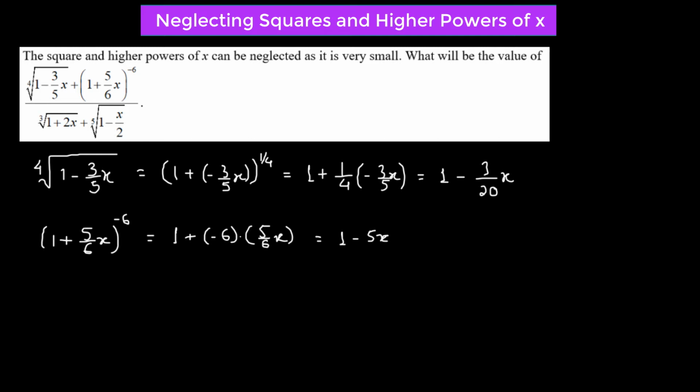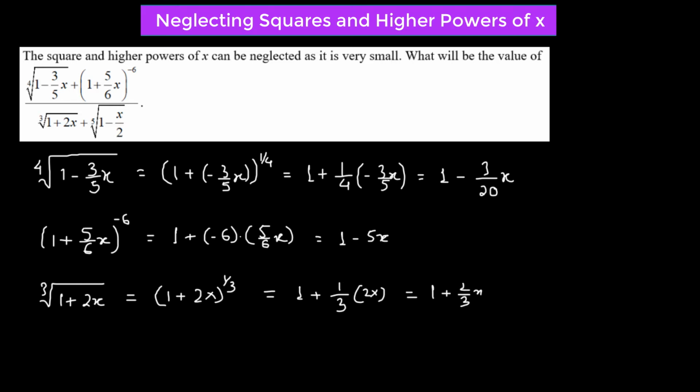We consider the first term, which is the cube root of 1 plus 2x. So this could be written in the exponent form as 1 plus 2x raised to the power of 1/3. Now, like the previous two terms, here we can see that one of the terms is already 1. So we do not have to worry about factoring out any term out of the expression. So we can straight away apply the binomial approximation, and that would give us 1 plus 1/3 of 2x. So that would be 1 plus 2/3 of x.